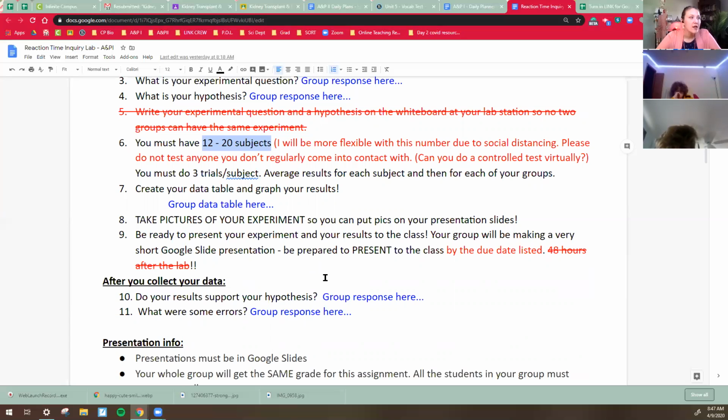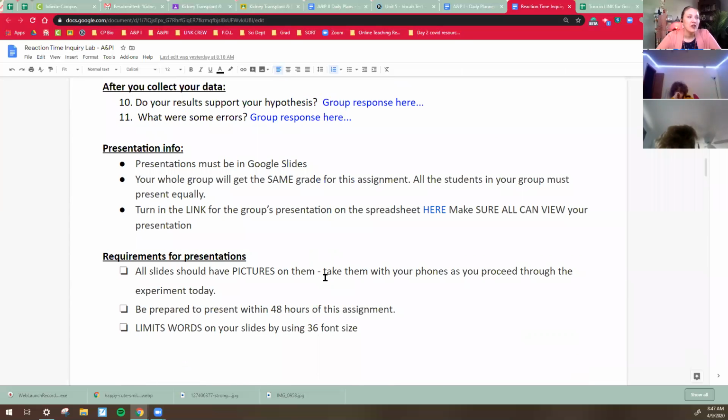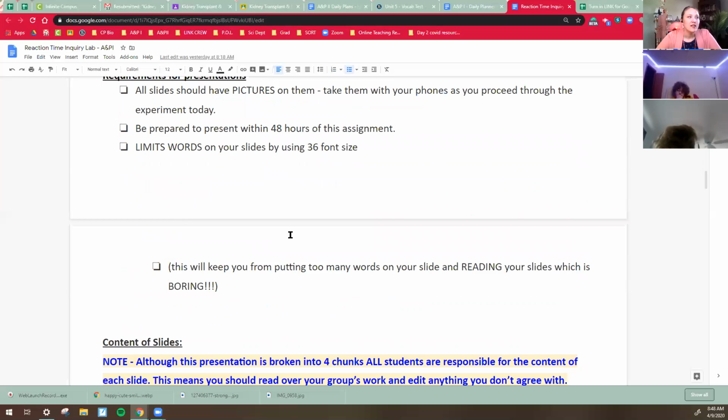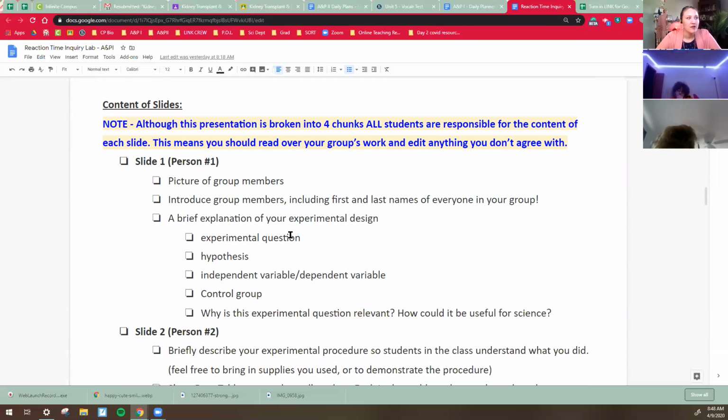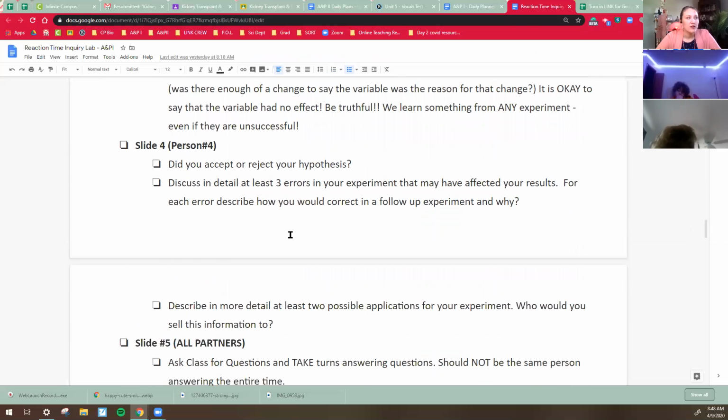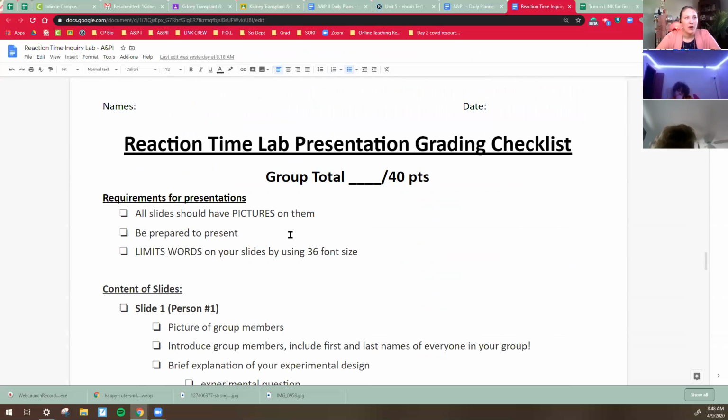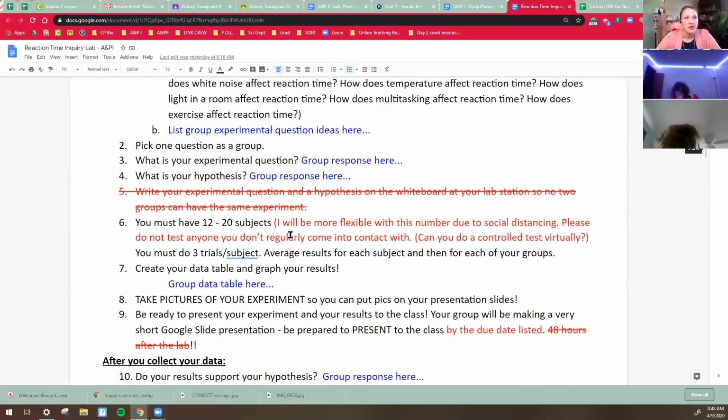And then collectively, you guys in your group are going to be doing a presentation using Google Slides that you guys will basically present the findings of your experiment. So all of the slide content requirements are on this document. And if you keep scrolling down, you can see there's also the grading rubric for this project. So everything is kind of in this one-stop shop document.